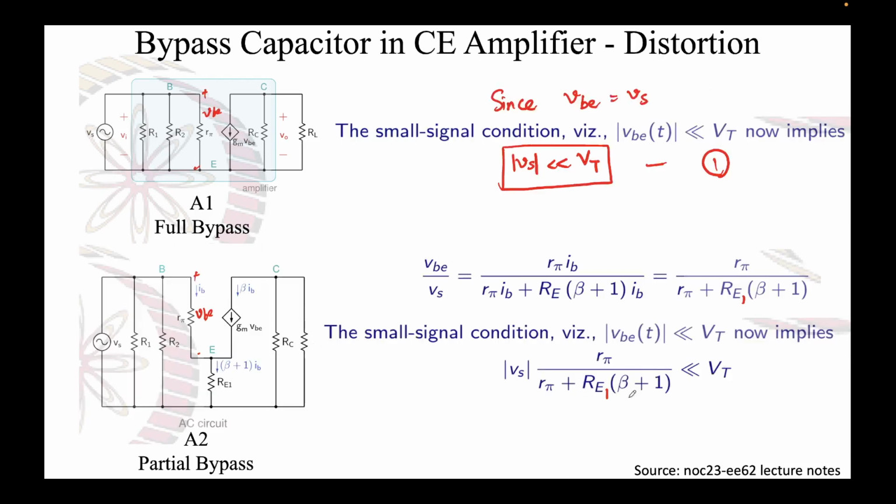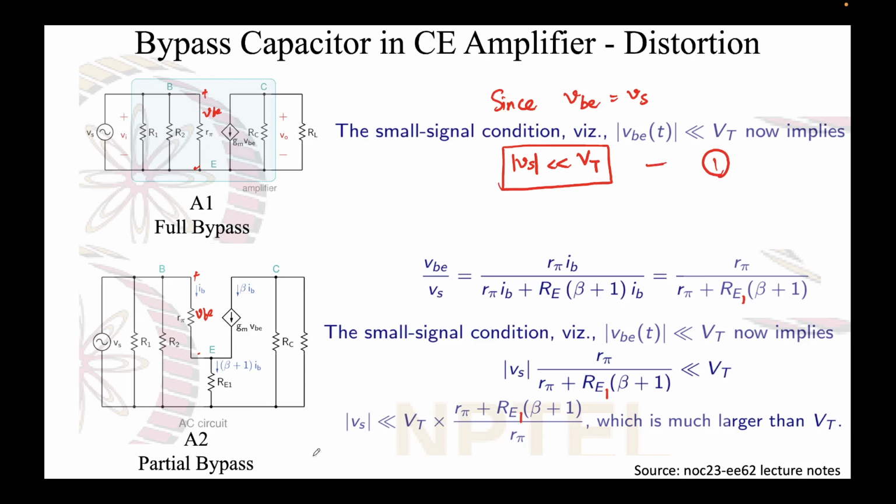Okay, so it will be less than VT, and if you take all the terms to the right side except Vs, what you will get is Vs less than VT times R pi plus RE1 times beta plus 1 over R pi. Now again, as we saw, usually RE1 times beta plus 1 is much larger than R pi, which will effectively mean that this quantity on your right hand side will be much larger as compared to the first result that we obtained, right?